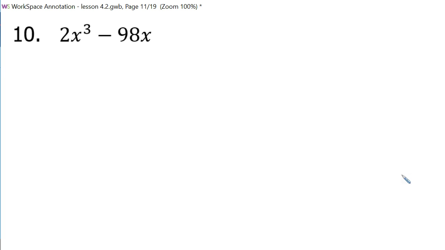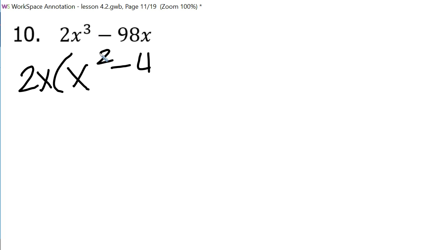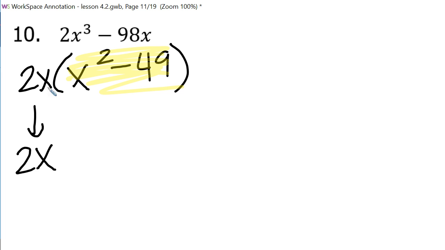Okay, the first thing you need to check, is this a difference of squares? No, 2 is not a perfect square, neither is x cubed. So look for a GCF, and what is the GCF? 2x. And inside the parentheses, you should have had x squared minus 49. And looking inside the parentheses, now do we have a difference of squares? Yes, so bring down the 2x. Your GCF needs to be the first answer.